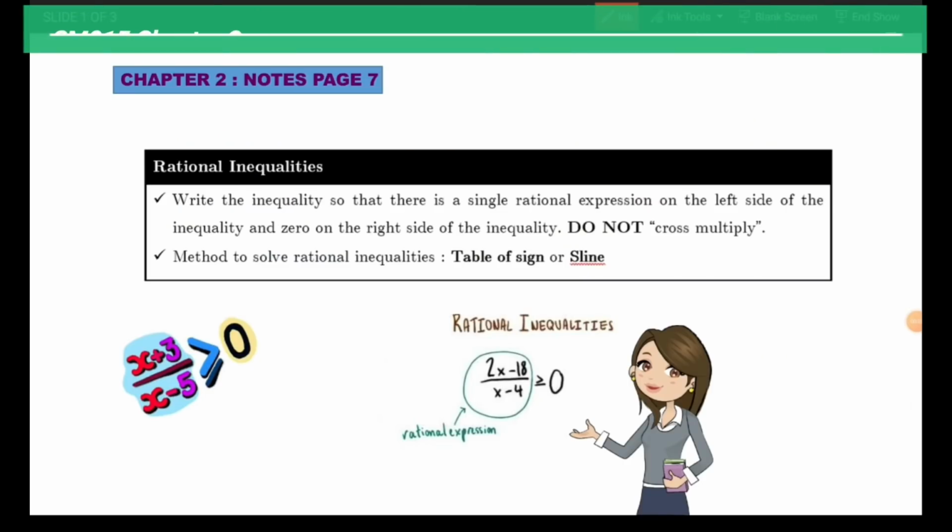Next subtopic is rational inequalities. What are rational inequalities? They are the inequalities that involve a fraction or the rational form, which we can solve to find the answer.